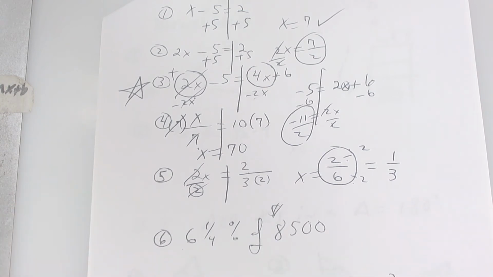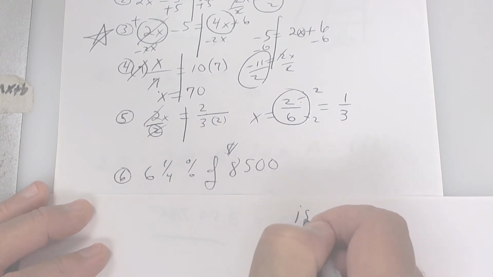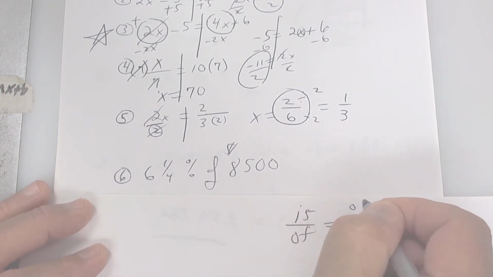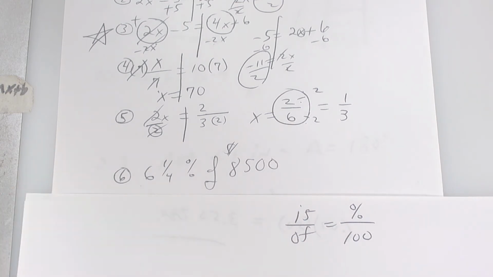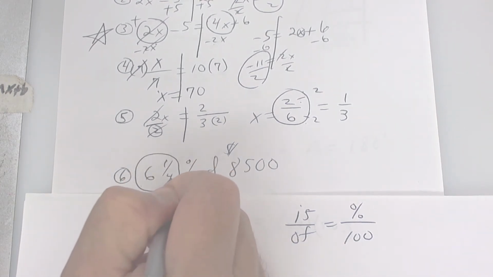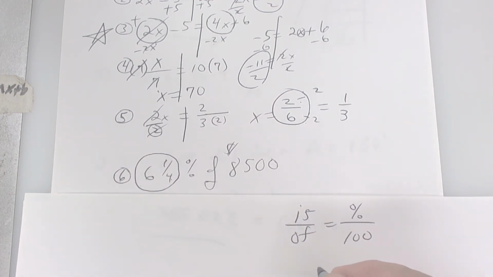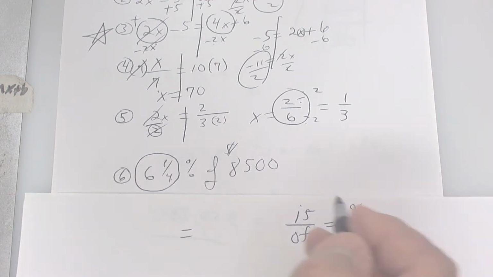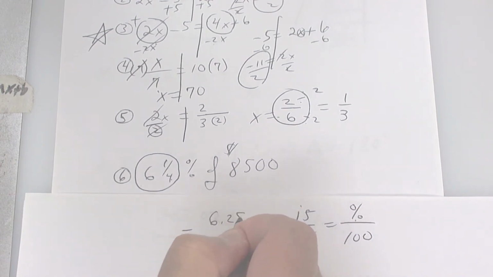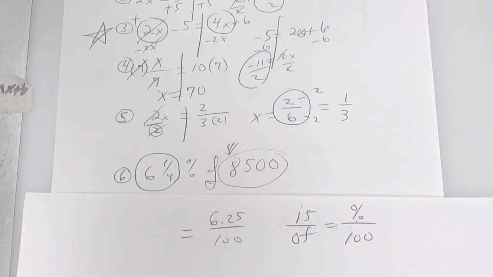All right, let's talk about percentages again. There's a formula: is over of equals percent over 100. Write that down. Now, I don't always use that, but I'm showing it to you just in case, okay? So here's your percent. 1 divided by 4 is 0.25. So the percent here is 6 1/4 or 6.25 over 100. Here's my of.